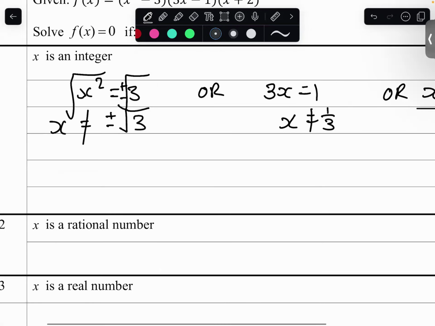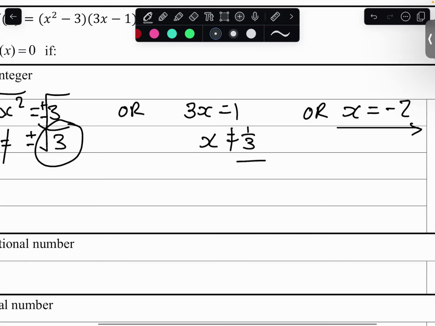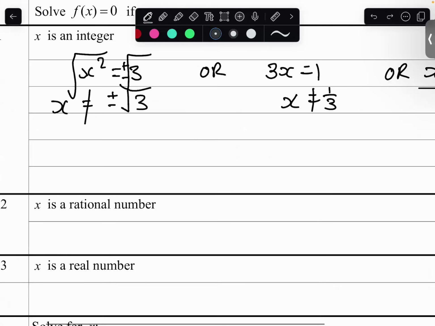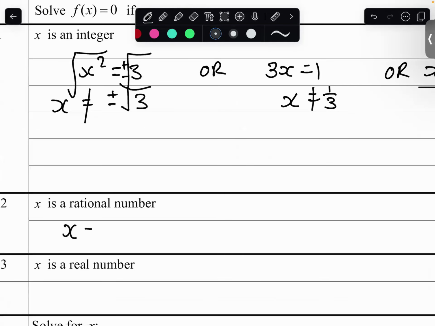So this is irrational, this is rational, and this is rational, because a rational number is anything you can write as a fraction. This you can write as minus 2 over 1. That's also rational. So your answer here is x is equal to 1 over 3, or x is equal to negative 2.